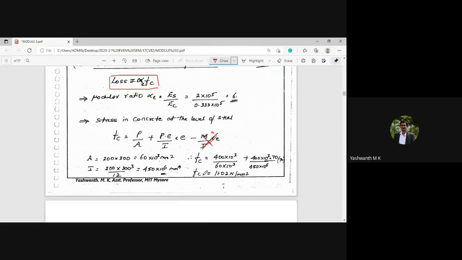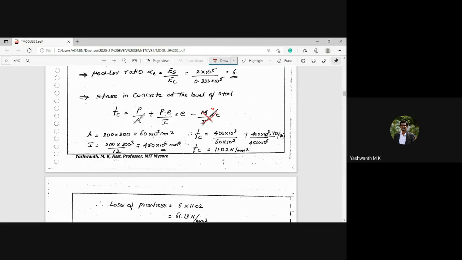Now let me go ahead with the substitution. As we know, the cross-sectional area A is equal to 200 into 300, which is equal to 60 into 10 to the power of 3 millimeter square. Moment of inertia, since it is a rectangular section, the formula is bd cube by 12, that is 200 into 300 cube by 12, which is equal to 450 into 10 to the power of 6 millimeter to the power of 4. Next, substitute everything. You know P, you know A, and you know the eccentricity, which is constant, and substitute 70. So that will get you 11.02 Newton per millimeter square. So this will be the answer.